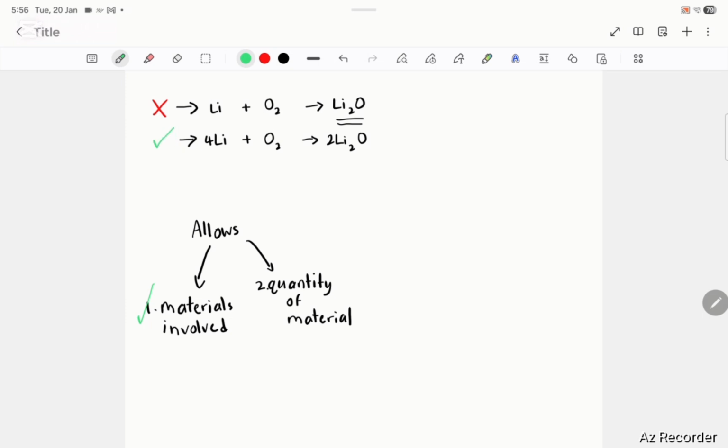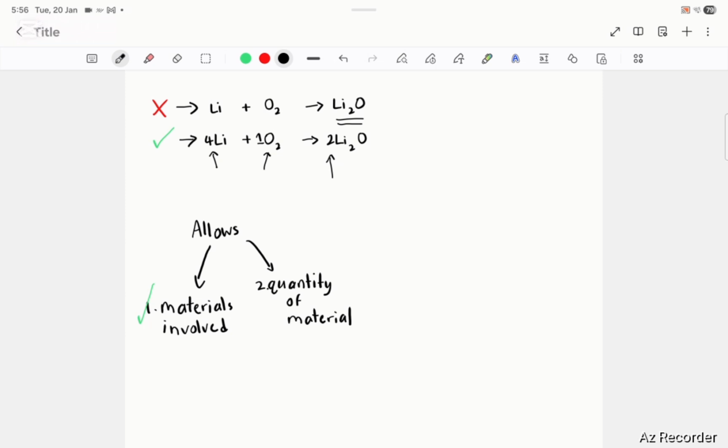So now we get to know the quantities of the materials involved. That is, 4 moles or 4 units of lithium reacts with 1 unit of oxygen, which produces 2 units of lithium oxide. So that is the importance of a chemical equation. So let's answer the second question. What can be understood by balancing a chemical equation?